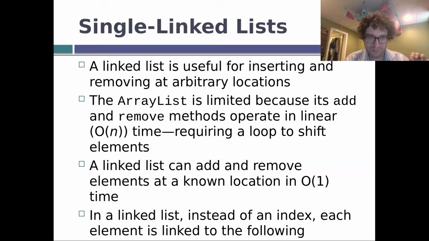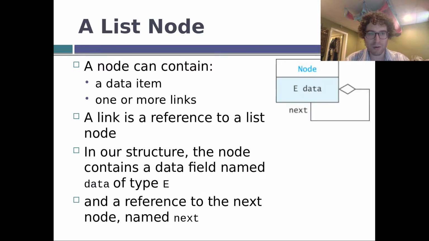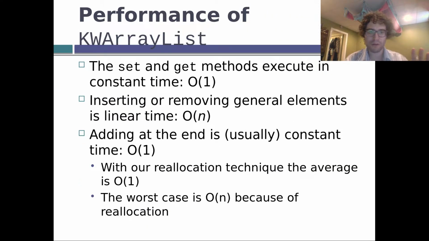So, a singly linked list. If we go over here, this is a nice rundown of all the runtimes that I just went over in the last video. The set and get methods execute in constant time on an array list. But inserting and removing elements, it's not at the end, right? It takes linear time to add or remove any element from anywhere except for the end.